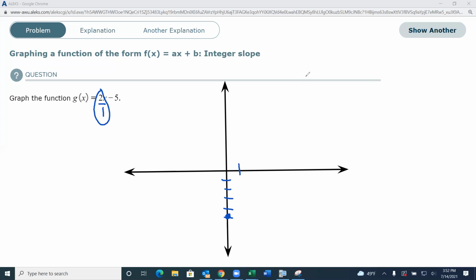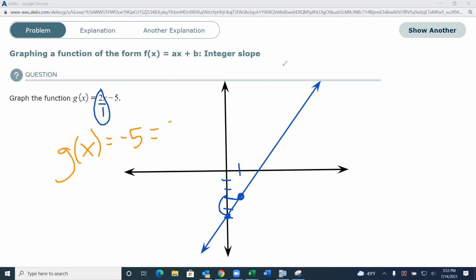Whoops, that's too far over. So we're going to go up 2 and then over 1 and end up right there. Okay, so that's going to be that line right there that goes through the 2 points. So the first thing that you do is you plot your y-intercept. Second thing, use the slope to find a second point, then play dot to dot. Okay, now be aware that this function here, it's the same thing if I write this.